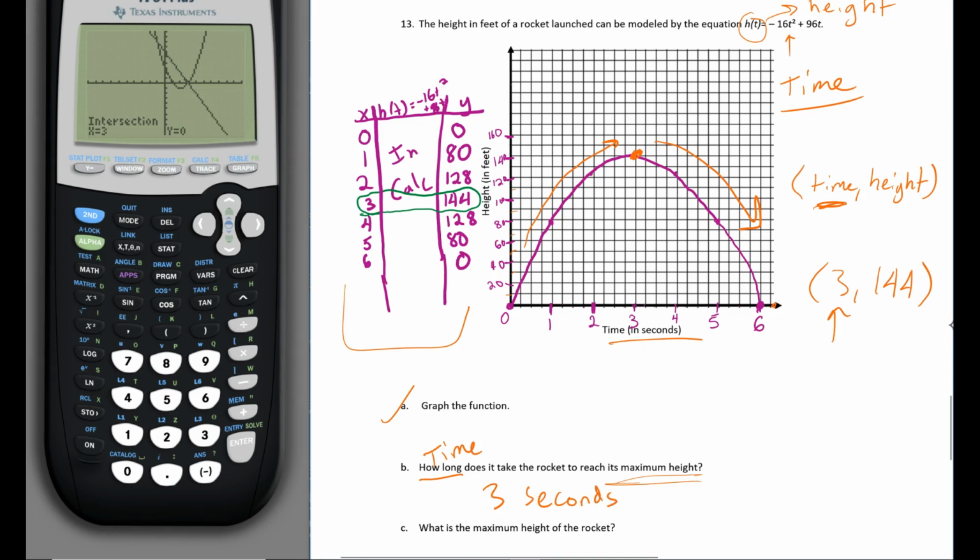Then if they ask me what the maximum height of the rocket is, well, if at 3 seconds it reaches its max height, I know that y value represents the height, so my maximum height is 144 feet. Make sure to use the units they give you in the problem. That's a good way to lose a point on a test if you forget those.